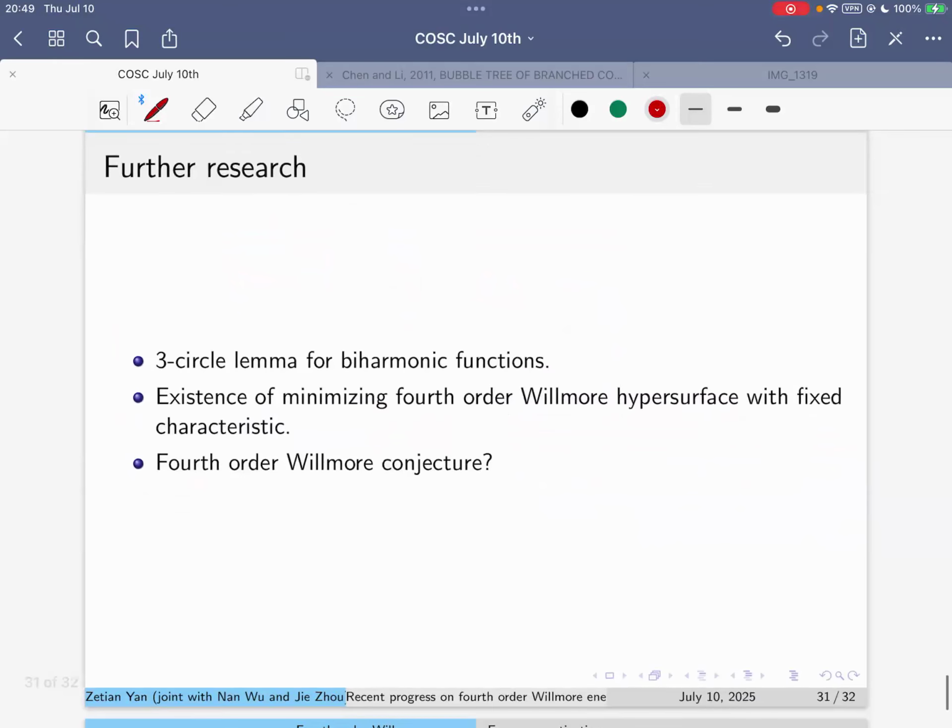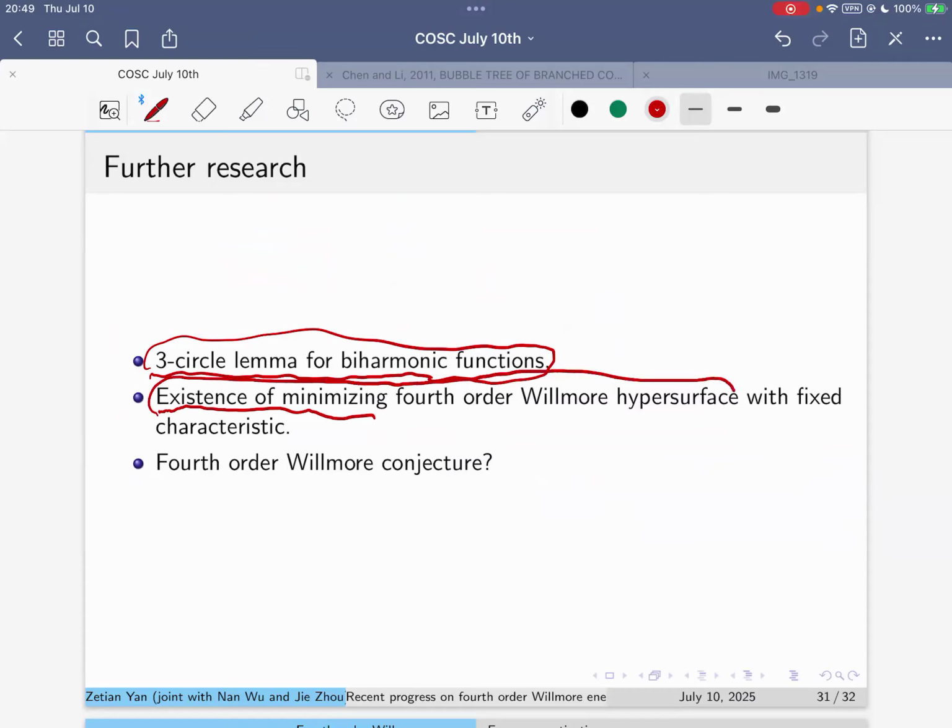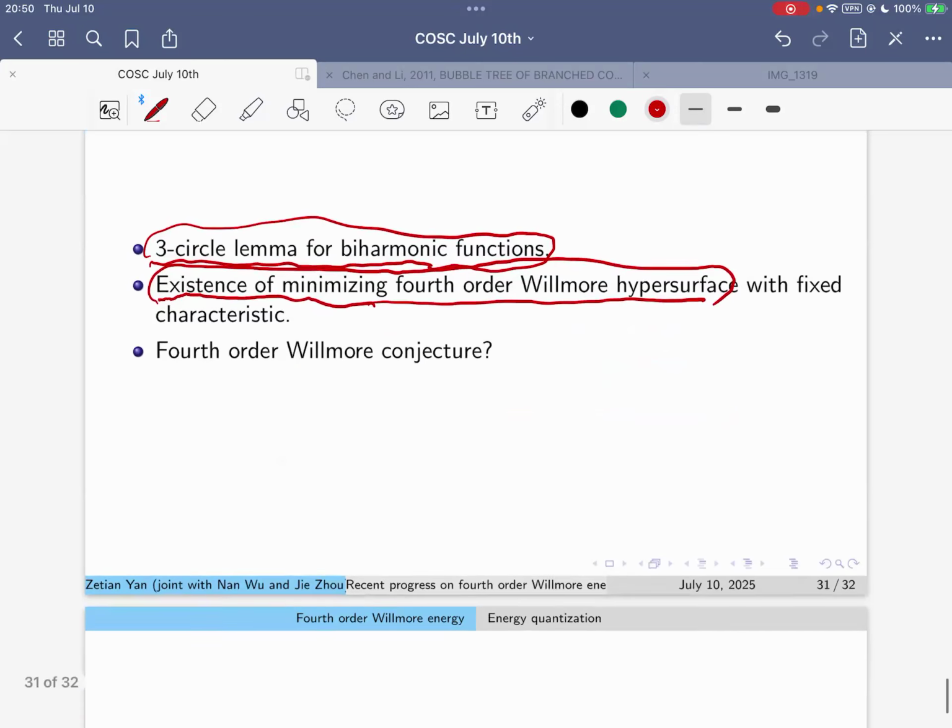And further, the three circles lemma is almost done, and I think the preprint will appear this month or next month. At the beginning, we spent some time considering the existence of the minimizer, but it's very complicated. Since I do not have enough time, I do not want to say more about it. So finally, let me spend 5 minutes to briefly introduce the fourth order Willmore conjecture.